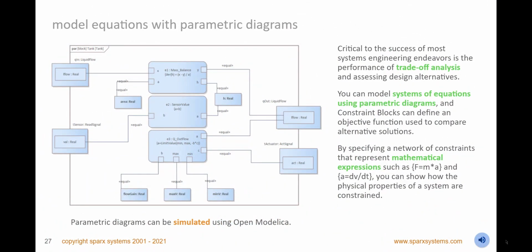You can model systems of equations using parametric diagrams, and constraint blocks can define an objective function used to compare alternative solutions. You can specify a network of constraints that represent mathematical expressions such as F equals ma and a equals dv/dt, to show how the physical properties of a system are constrained.